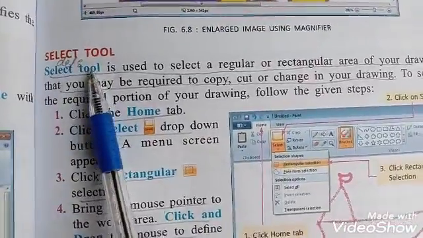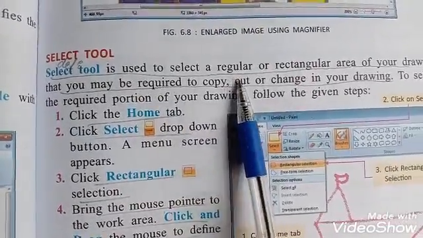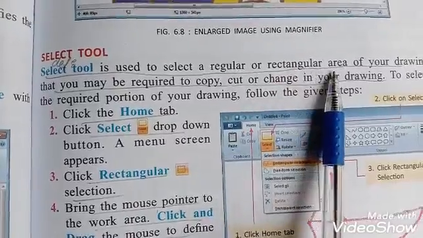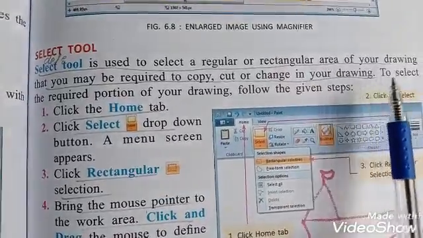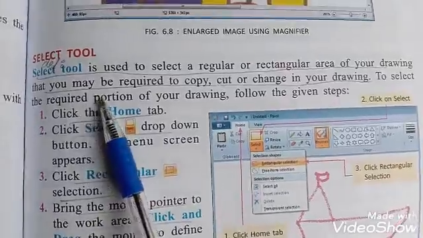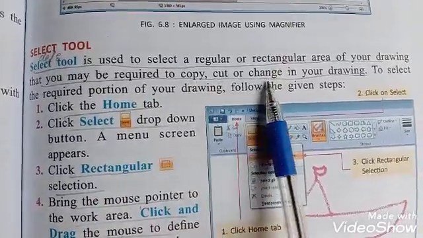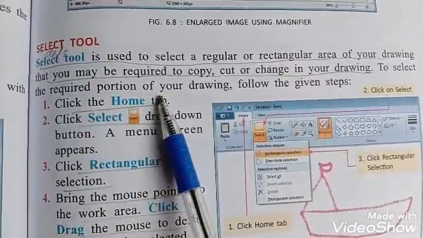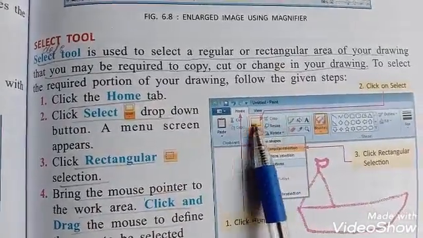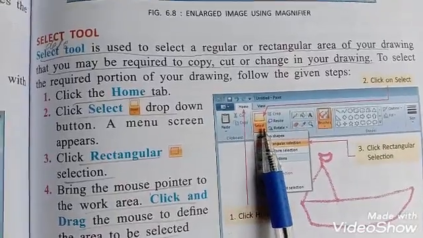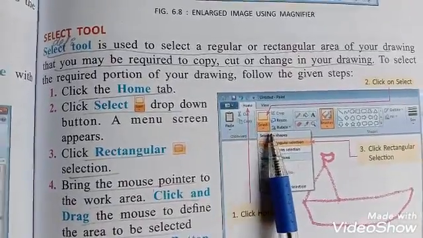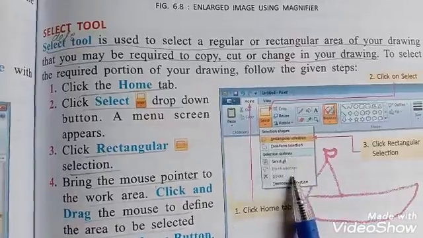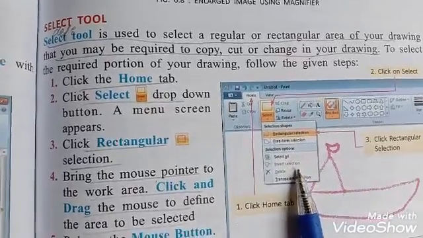Next one is select tool. Select tool is used to select a regular or rectangular area of your drawing that you may be required to copy, cut or change in your drawing. To select the required portion of your drawing, follow the given steps. Click Home tab on the ribbon. Click select. When you click this button, a menu appears.